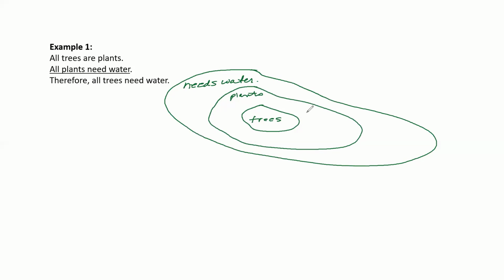Is it true that the entire tree circle must be inside the entire needs water circle? Yes. If I had the tree circle outside at least partially of the needs water circle, then it could not be completely in the plant circle. So this diagram is proof that this is a valid argument. So when we do all, we're looking to have one circle inside the next circle. So all the trees need to be inside the plant circle, etc.